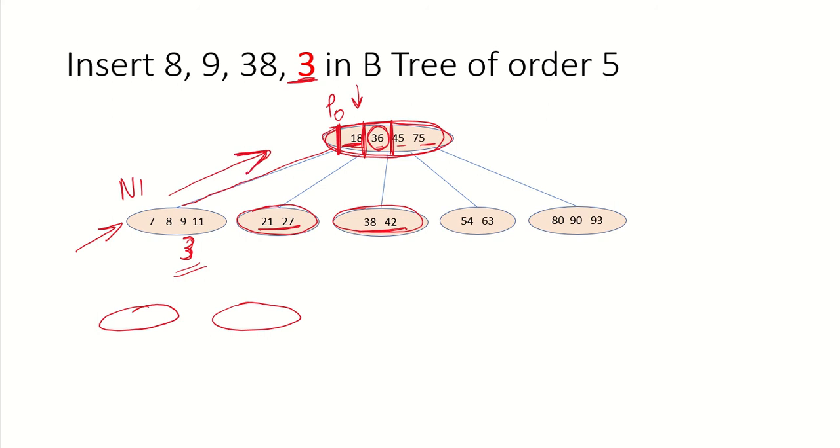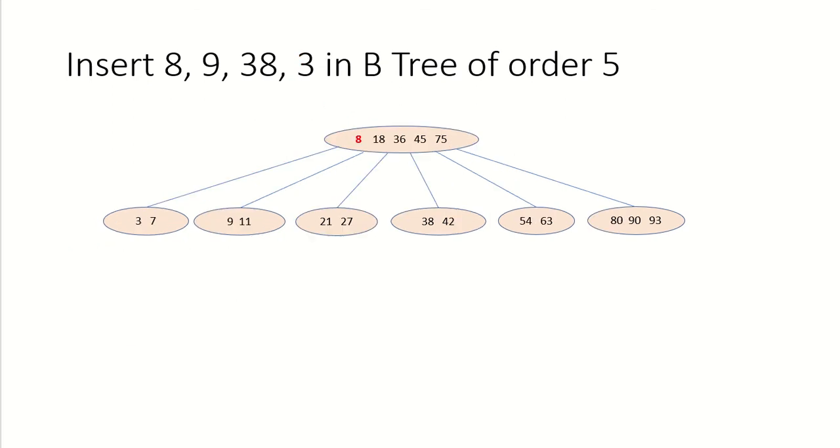So if we take these values 3, 7, 8, 9 and 11, which is the median value? 8 is the median value. So 8 would be sent up, 3 and 7 would come here, and 9 and 11 would come in the other node. So this is how this key would be inserted and the node would be taken care of.